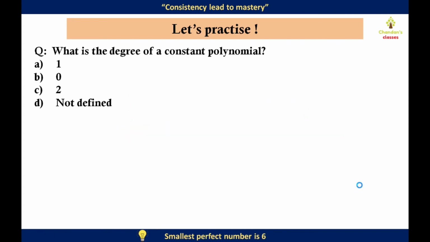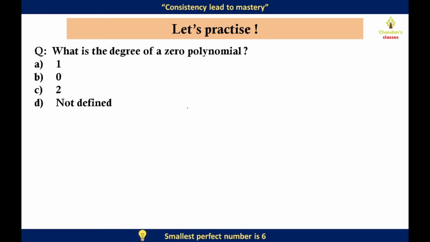Now, based on this concept, I have provided some sample questions. The first one is, what is the degree of a constant polynomial? This you have learned in class 9. So let's take an example of a constant polynomial. Let's say 6. So some of you may be thinking, where is the variable? The variable is actually there. I can write it as 6 into 1. So 1 can be written as x to the power 0, so it can be written as 6 into x to the power 0. So what's the degree? The degree is 0. So the degree of a constant polynomial is always 0. Option B is the correct one.